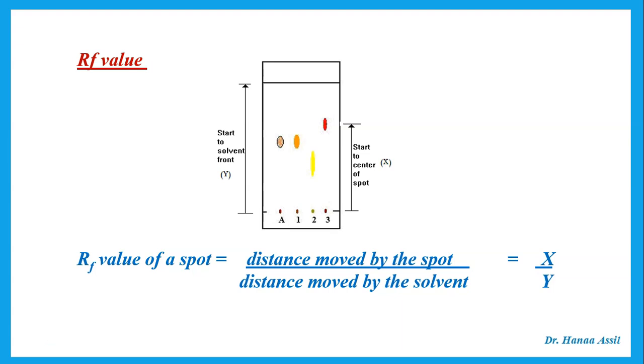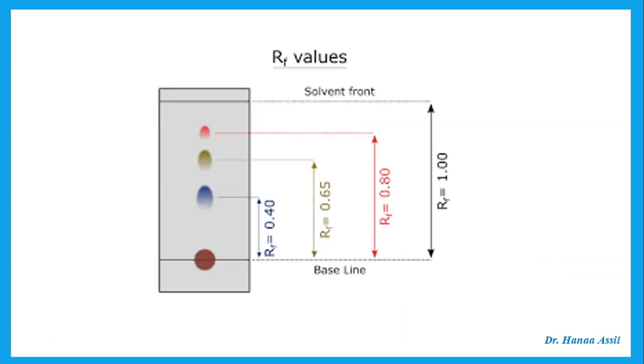I want to get its RF value. We measure from the baseline to the middle of that spot, divided by from the baseline to the solvent front. Solvent front is where the solvent went up in the paper. So the RF value is the distance moved by the spot divided by the distance moved by the solvent. And the relative RF values are an indication of how soluble the substance is in the solvent.